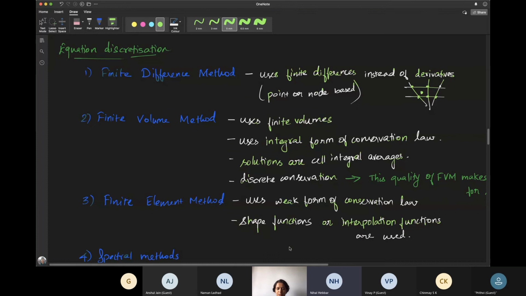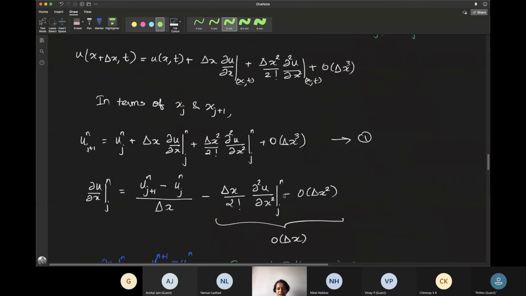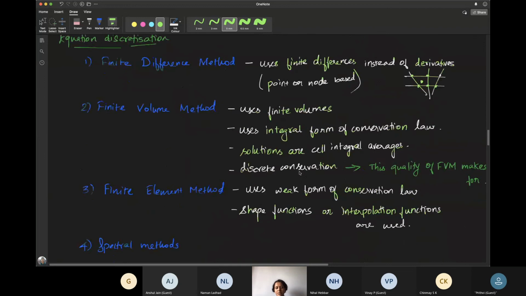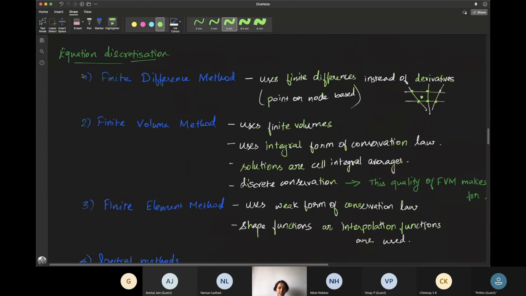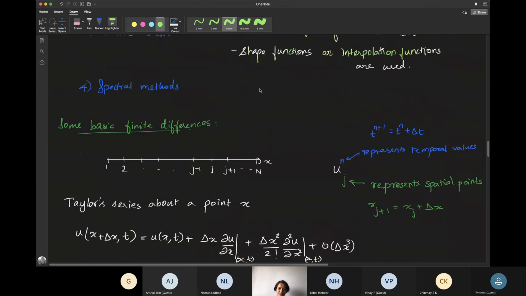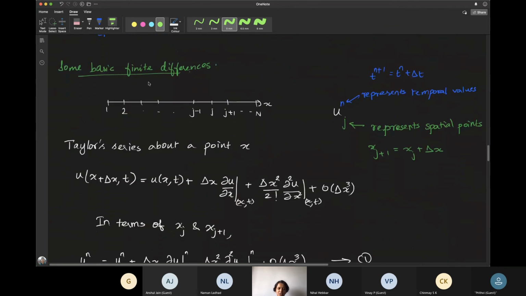Okay. So I've just shown the forward difference, central difference, and these things only. These are things that you'll already be knowing. So here I've just shown some basic finite differences.